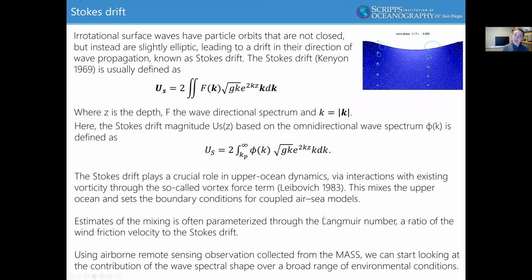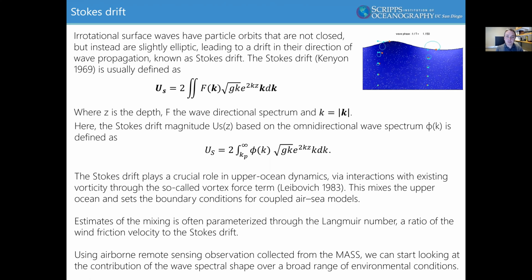All right, so a little bit of background on Stokes drift. Rotational surface waves have particle orbits that are not closed but are slightly elliptic, and that leads to a drift in the direction of propagation, and that's what we call the Stokes drift. Kenyon came up with a way to compute the Stokes drift based on the directional wave spectrum back in 1969.